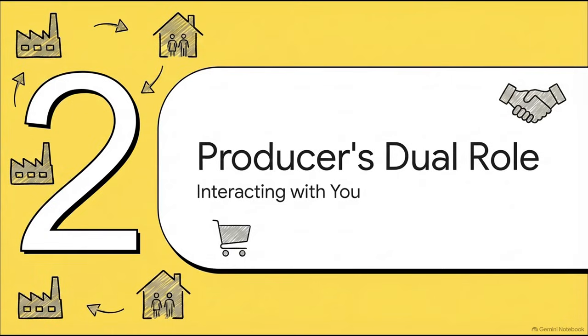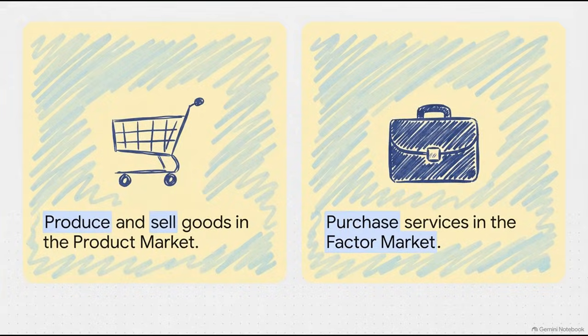Moving on to Section 2, the producer's dual role. So we know what a firm is. Now let's look at how it operates in the real world, because it definitely doesn't exist in a vacuum. It interacts directly with you, the household. And this brilliantly illustrates what we call the firm's dual role. On one hand, firms produce and sell various goods and services to consumers in exchange for money. This happens in the product market. It's exactly what you experience when you go buy groceries or pick up a new phone.